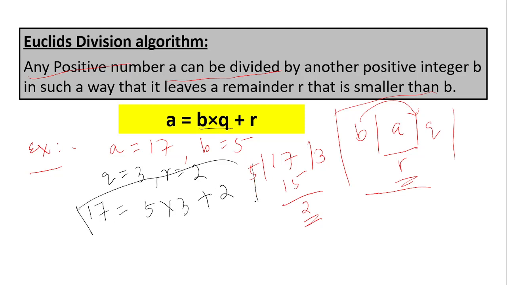So this is what Euclid's division algorithm says. That means if any positive number a is divided by any other positive number b, then we can write this expression as a is equal to bq plus r. This is Euclid's division algorithm.